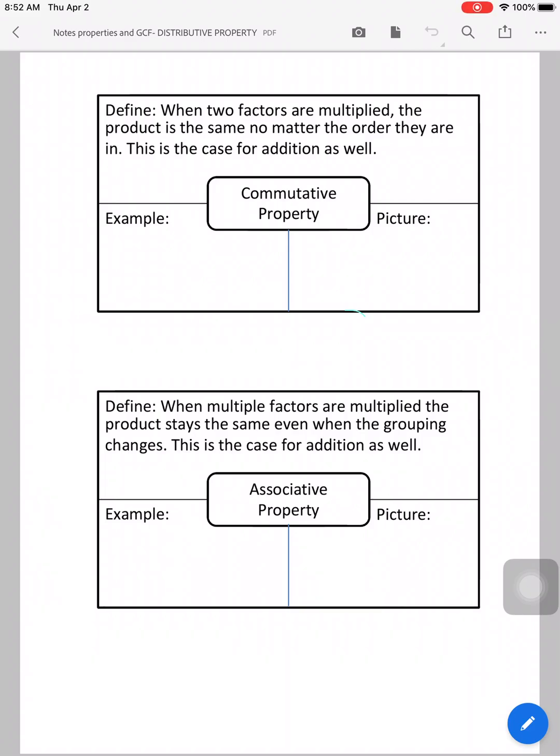Alright guys, let's go over the properties of operations. So the first property we're going to talk about is the commutative property. Remember, if you cannot print out the page, you need to write the information into your notebook.